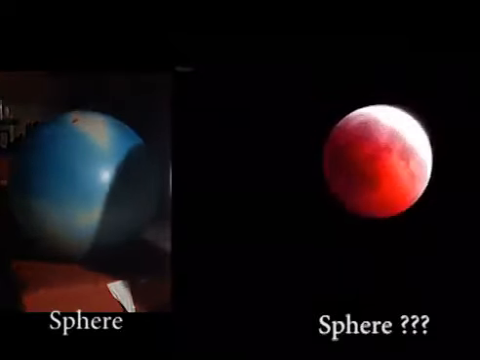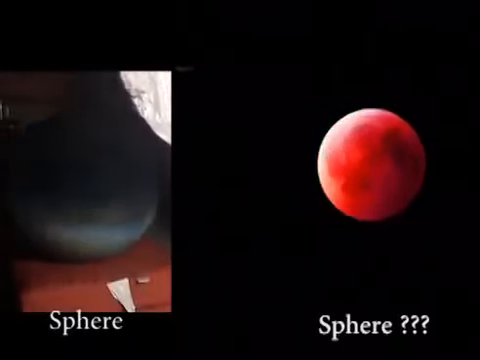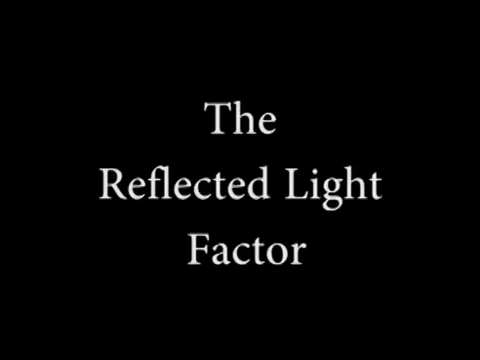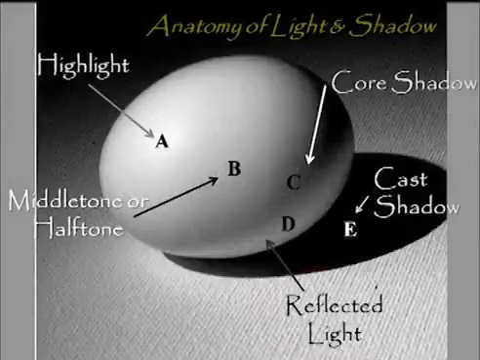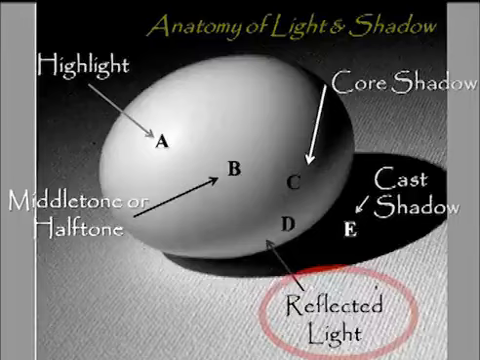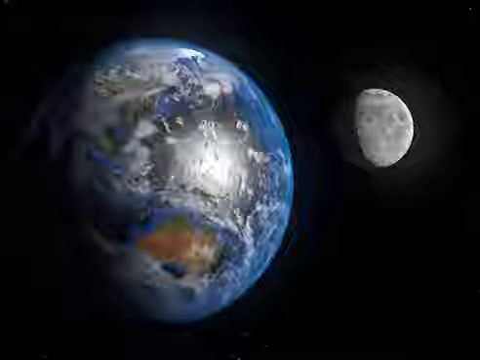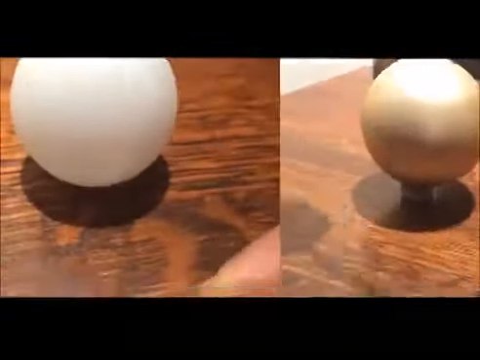Those three factors are good enough for us to see that the moon is not a sphere, but one factor is needed to realize the moon's surroundings, and that's reflected light. When another object under the same light source is in close proximity of the object in question, i.e. the moon, it should have light bouncing off of the earth and reflecting onto the moon. When another object under the same light source is in close proximity of the object in question, it should have light bouncing off and reflecting onto it.